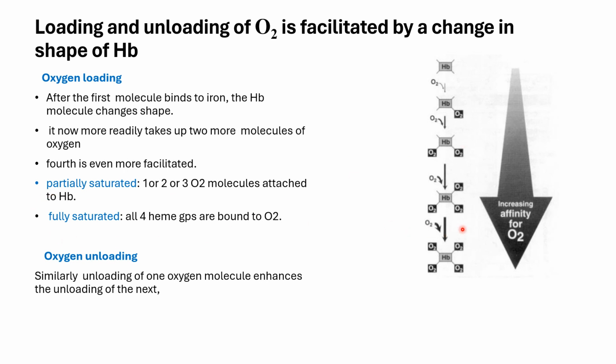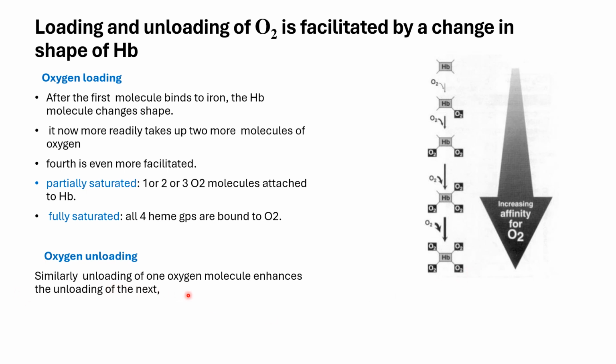Up till this stage, we will say that the hemoglobin is partially saturated. It is not completely saturated. It has either 1 oxygen molecule or 2 or 3 oxygen molecules. We will say it is partially saturated. This hemoglobin, we will say it is fully saturated. Even if you increase the oxygen, it has no site to take up that oxygen, right? When hemoglobin is fully saturated, all 4 heme groups are bound to oxygen. Now it cannot take up any more oxygen.